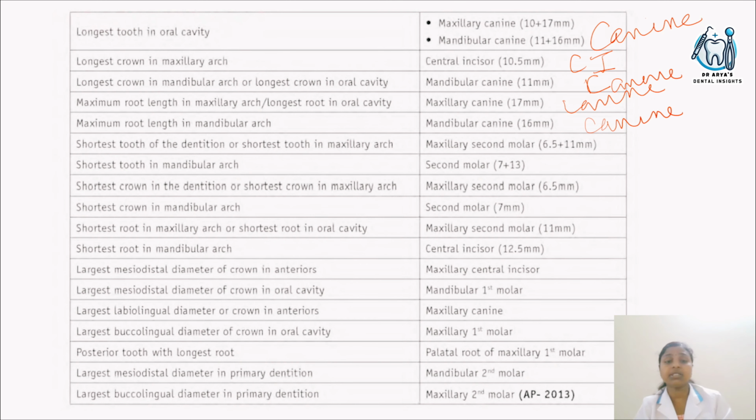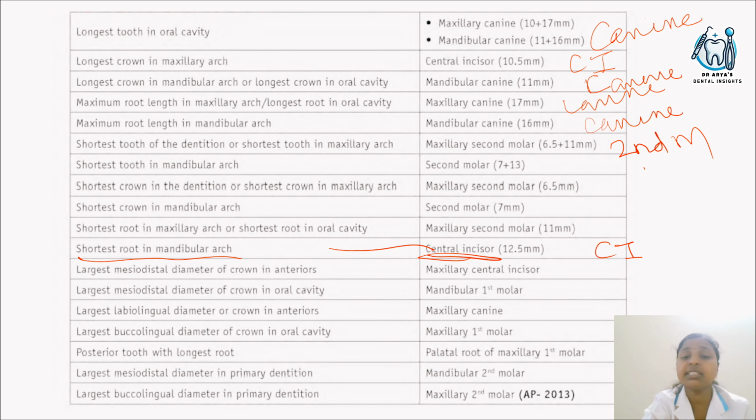Then next is shortest tooth of the dentition, or shortest tooth in maxillary arch, is maxillary second molar. So maxillary second molar is the shortest tooth in maxillary arch, and in mandibular arch it is second molar. Then shortest crown in dentition, or shortest crown in maxillary arch, is maxillary second molar, and in mandibular arch it is second molar. The shortest root in maxillary arch is maxillary second molar, and shortest root in mandibular arch is central incisor. So shortest root in mandibular arch is central incisor. Okay, all other answers are second molar.